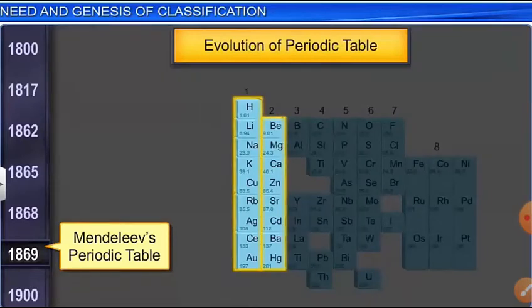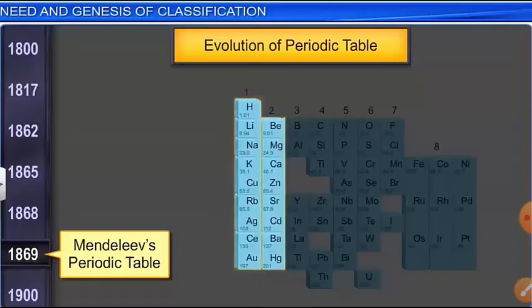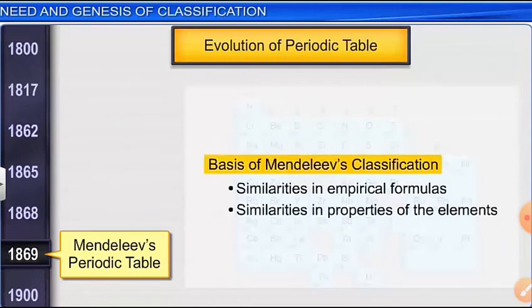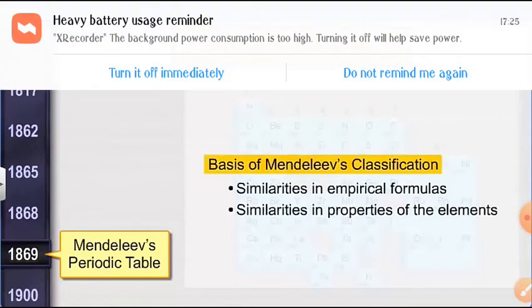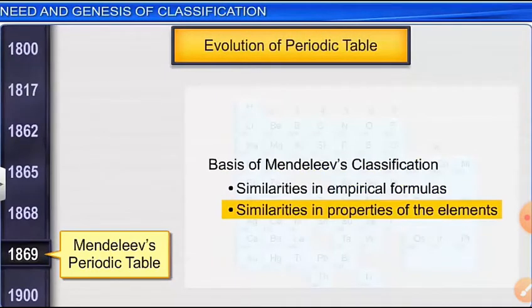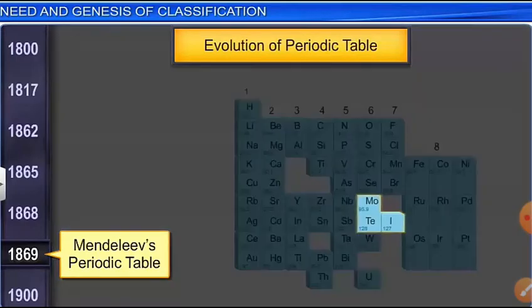There are 8 groups. Each group has subgroups except the 8th group. And we have series known as periods. So Mendeleev's basis of classification was similarities in empirical formulas and similarity in properties of the elements. So we have empirical formulas of oxide and hydride as same, and properties the same.